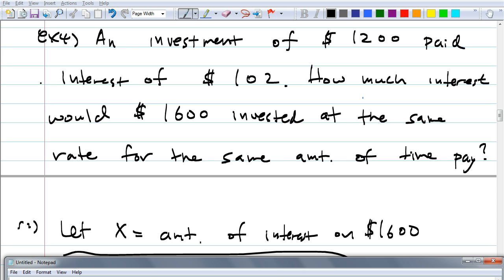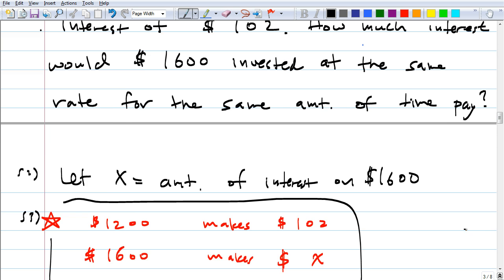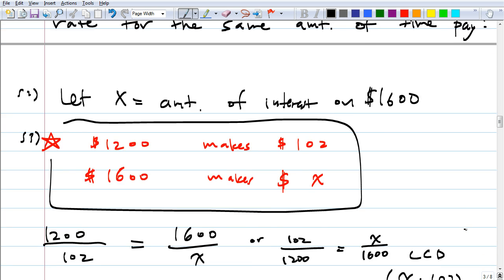Yeah, you actually gave me the equation. So the two ratios that Alvin saw were this. For $1,200, you make $102, and for $1,600, it makes X amount, because that's what we want to find. And Alvin says, well, if that's true, they must have the same ratio, right? So you could come up with a proportion.